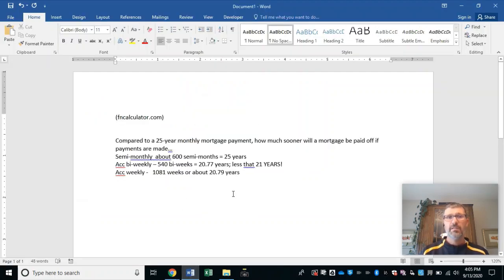So you can see the difference between accelerated biweekly and accelerated weekly is very small. The big difference is going from the semi-monthly to the accelerated biweekly. That's going to be a big savings, almost 4 years. Well, actually, it saves you a little bit more than 4 years of time. And as we already calculated, about $30,000 worth of interest over the life of this mortgage. So a lot of money.